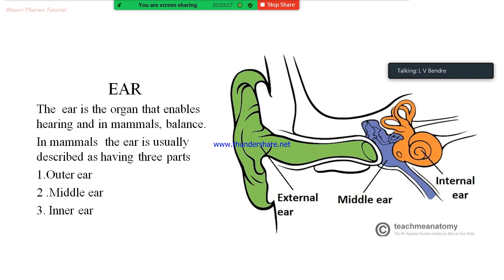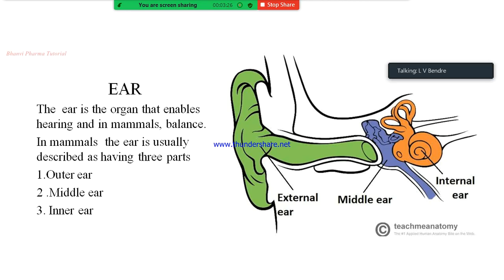The ear is the organ that enables hearing in mammals. It plays a very important role in hearing, and in balance. Balance means maintaining the equilibrium of our body.